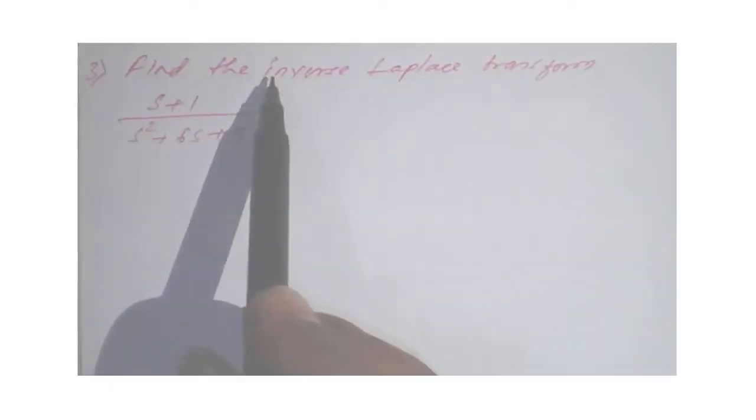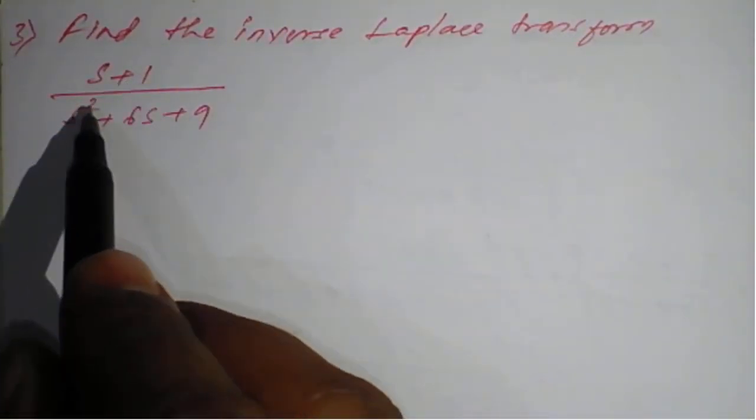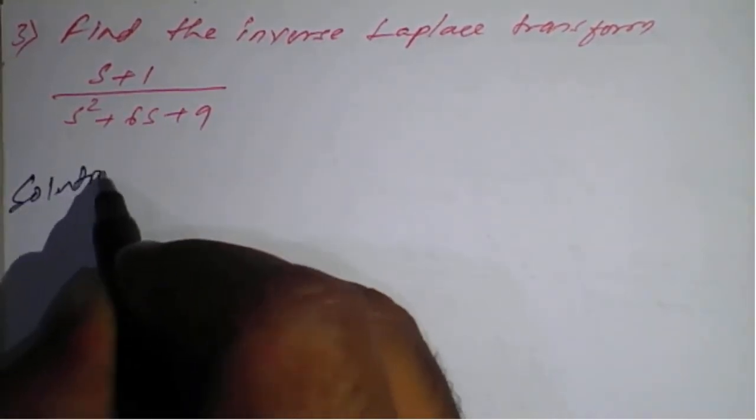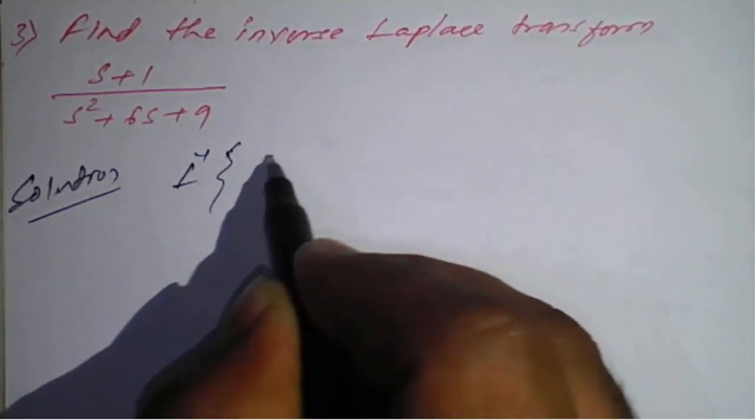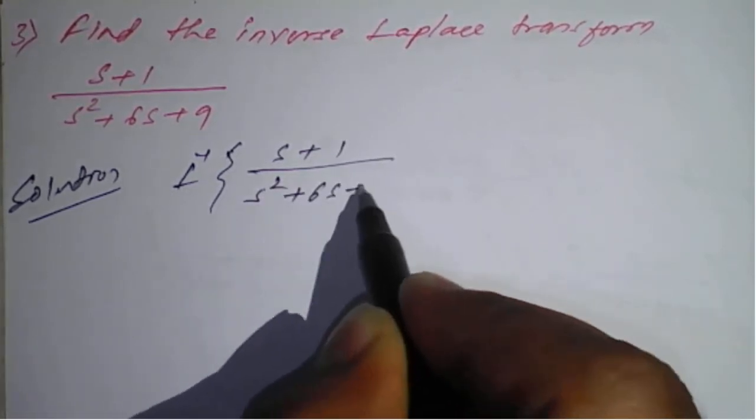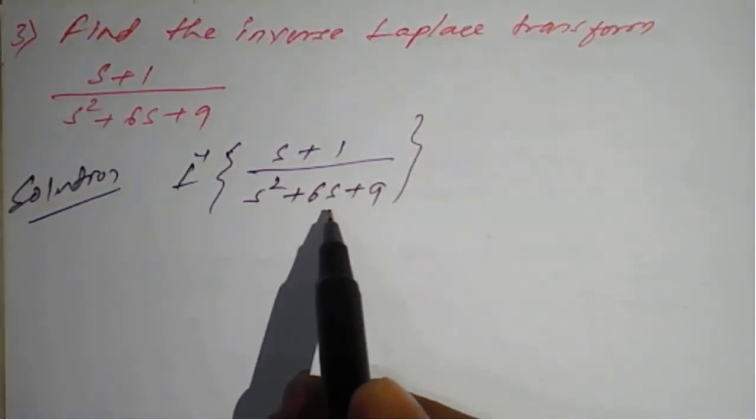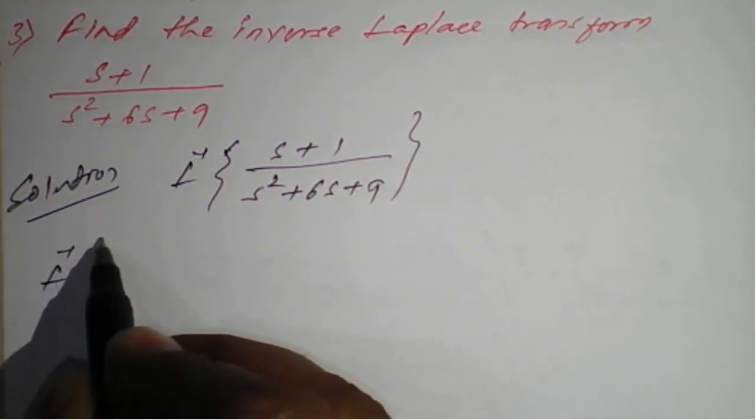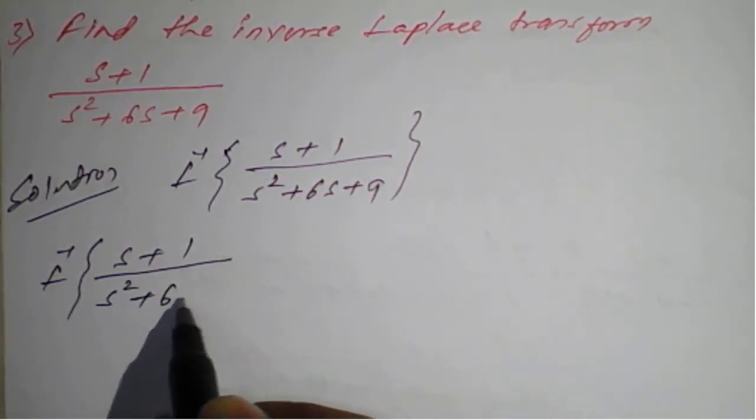Problem is find the inverse Laplace transform of s plus 1 divided by s square plus 6s plus 9. So solution. We need to find the inverse Laplace transform of s plus 1 divided by s square plus 6s plus 9. Just see, is it in any of the standard form denominator? If it is already a perfect square, then we need not go for any manipulation in the denominator. If it is not, we have to.